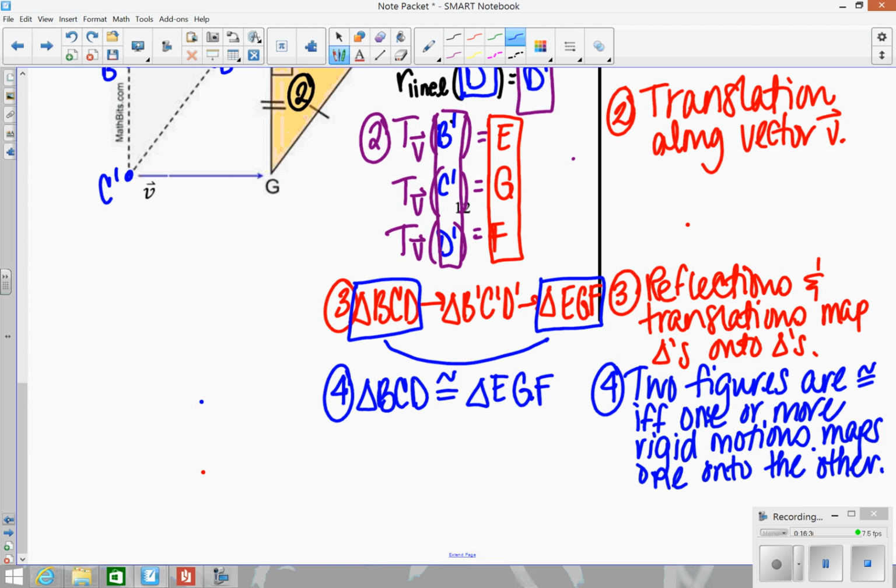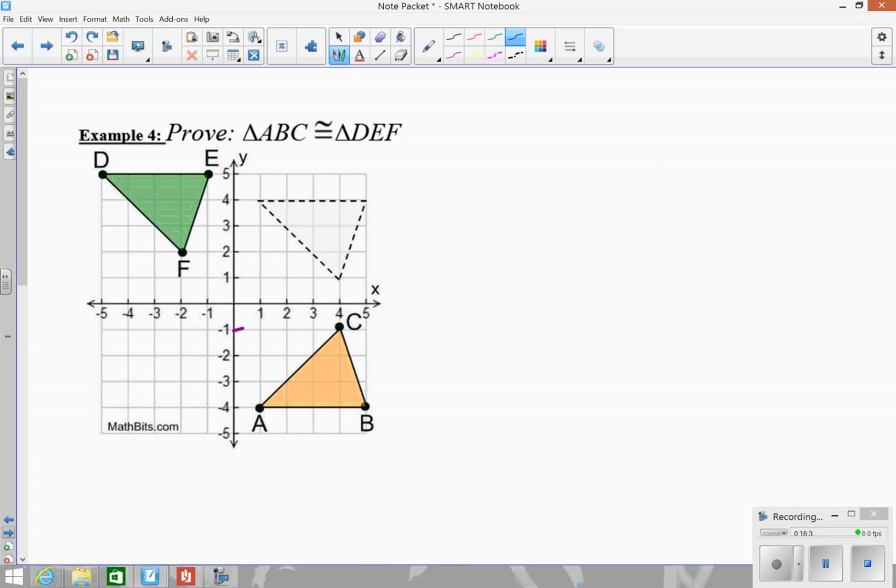So let's flip the page and look at example 4. So example 4, remember we're going to call this one triangle 1. So we're starting at triangle 1. This is going to be the in-between step, and in the end you're trying to get to triangle 2. So here's your triangle 2.